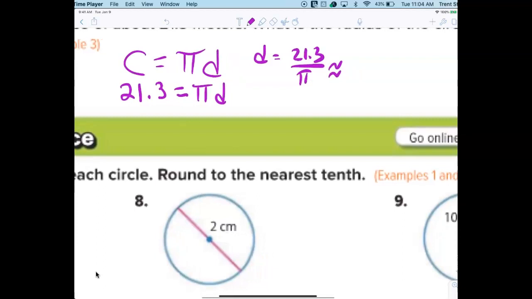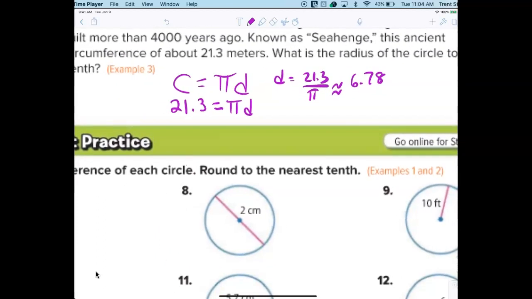How much? 6.7. About 6.78, and that would be meters, correct? Is that the correct answer, though? No. No, because they want the what? The radius. So what do I have to do? Divide by 2. Yes, divide that answer by 2. So my radius is approximately 3.39 meters. Everybody happy with that?